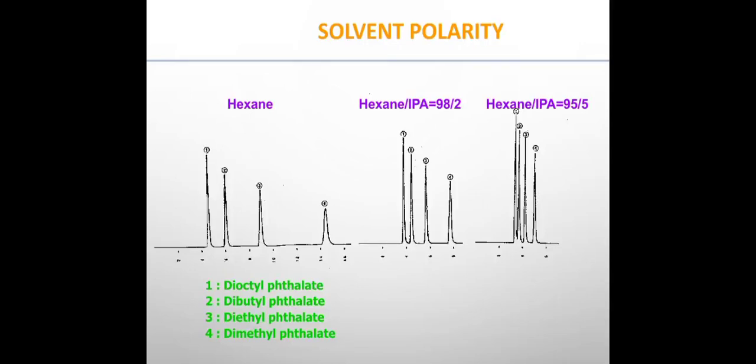First, if we are using hexane, it is a compound with less polarity, we are getting the compounds well separated, but they are having a larger retention time. Then we are changing this with isopropyl alcohol, or we are making a combination, and in this combination we are getting the compounds well separated with good resolution and with a smaller retention time. So the solvent polarity is directly affecting the separation of compounds.